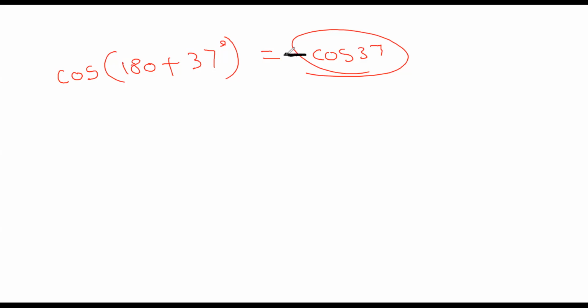After writing the sign, only then proceed for the cos or sine. First you have to write the sign. That is the important thing, otherwise the value will change. Just tell me whether it is positive or negative.